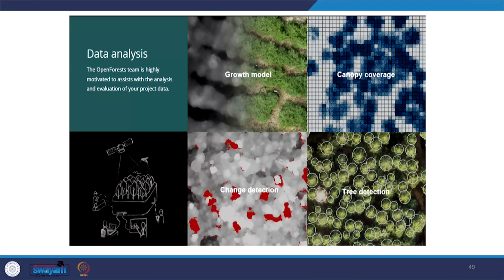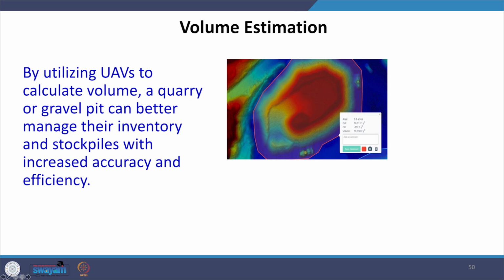We can actually do change detection or create a growth model, or we can detect the tree species on the basis of the crown diameter. We can also do volume estimation, as I told you, of the material which has been removed from a particular place. With the help of the Z data, height data, we can find out the volume of the material. If we know the time T1 and time T2 elevation data, we can find out the volume of the earthwork required.